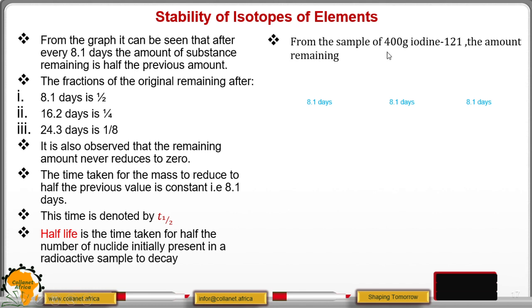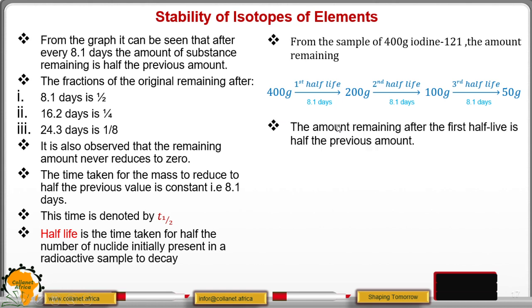From the sample of 400 grams of iodine-131, the amount remaining will be, we started with 400 grams. The first half-life is 8.1 days, so we went to 200 grams. Then the second half-life of 8.1 days, you get 100 grams. You go to the third half-life, which is 8.1 days, again you go to 50. So you can continue until you get the number of half-lives that are intended, and you will be able to get the mass that is remaining.